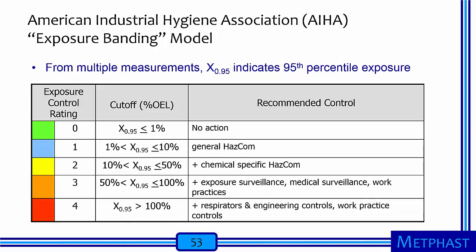The American Industrial Hygiene Association provides a way to interpret exposures using an exposure banding model. This model is based on taking multiple measurements of exposure, and the 95th percentile of exposures is indicated as X subscript 0.95. That value is the value for which 95% of the measurements are less than. If the 95th percentile exposure is less than 1% of the occupational exposure limit, then I have a low exposure control rating of 0 and need no action.